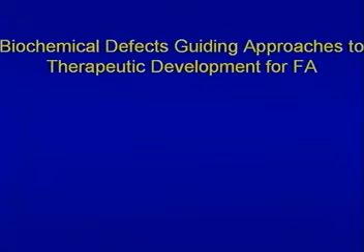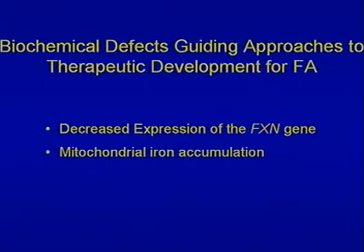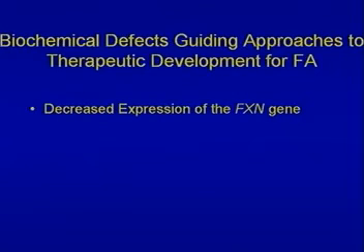He saves me. So the biochemical defects that guide most, not all, but most of the therapeutic development for Friedreich's ataxia are three. The decreased expression of the frataxin gene, which Massimo talked about, the mitochondrial iron accumulation, which Massimo talked about, and oxidative stress, which Massimo talks about. You see why we're together. So let's start with the first one, decreased expression of the frataxin gene.